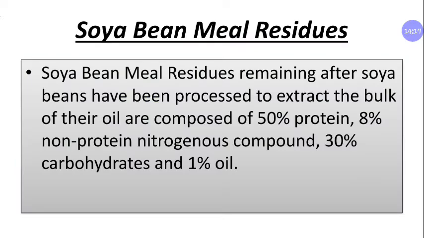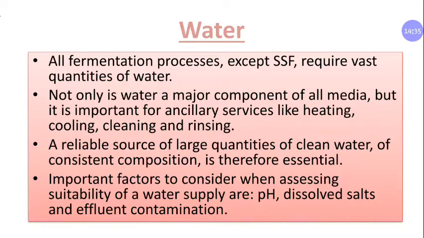Soybean meal residues. These are remains of soybeans after they are processed to extract the bulk oil, and they are composed of 50% protein, 8% non-protein nitrogenous compounds, 30% carbohydrates, and 1% oil. Next, the most important: water. All fermentation processes except SSF require vast quantities of water.